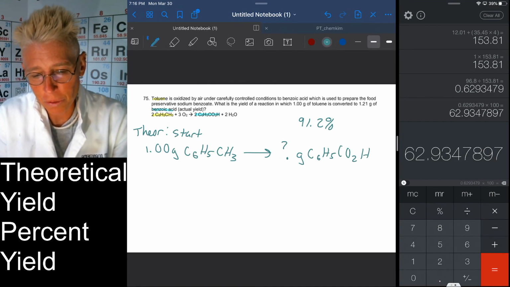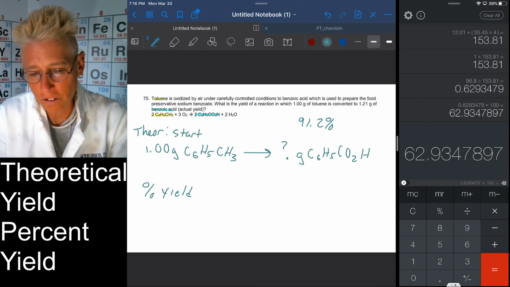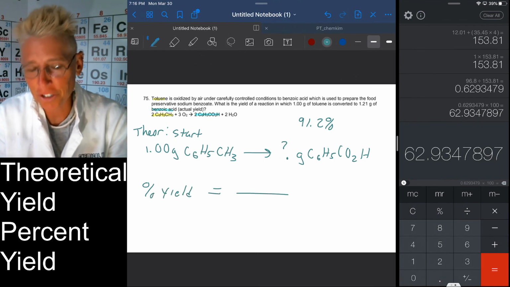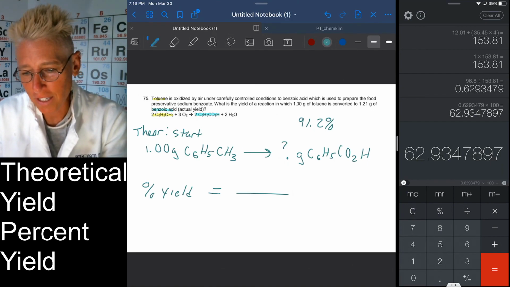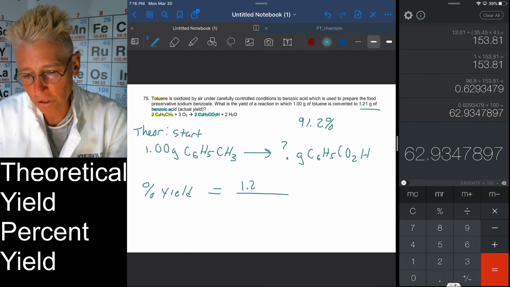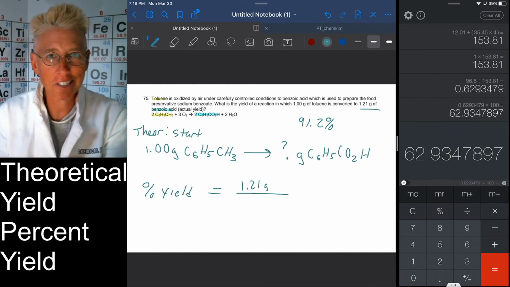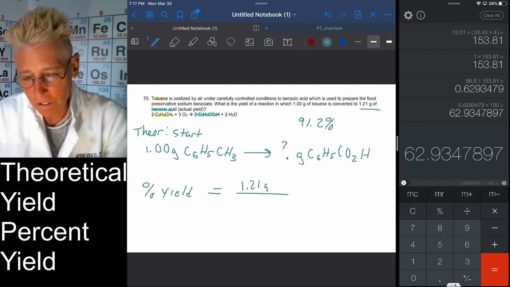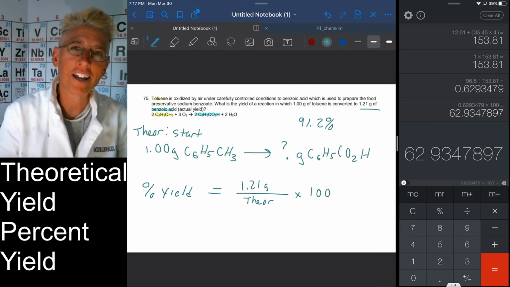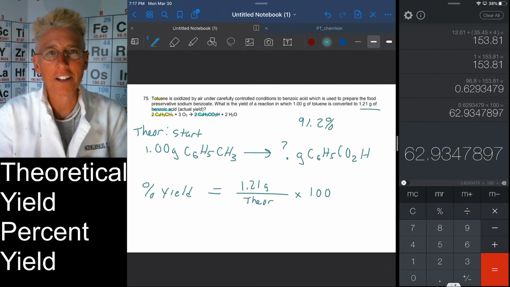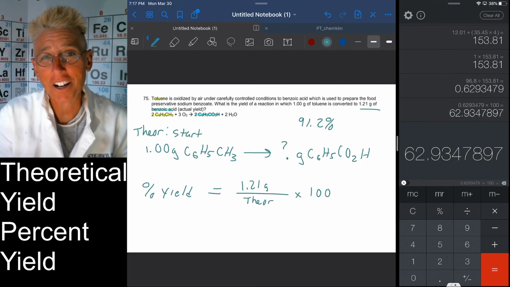And then to do the percent yield, you're going to use the actual yield first, which it indicates is that 1.21 grams, and you notice in parentheses it does indicate that actual. And then we'll divide that by the theoretical that we obtained in the calculation, times 100. And again, you should get that 91.2, but give it a try. See what you get. Okay, so good luck. Hope this helps.